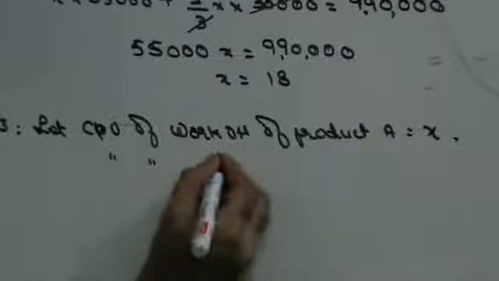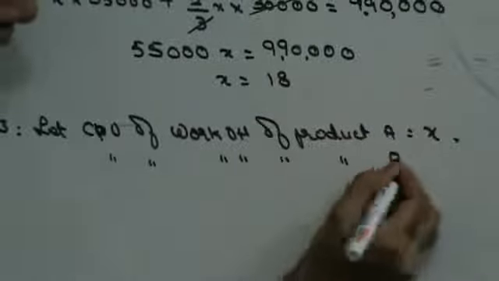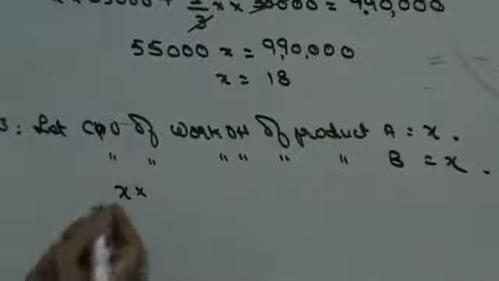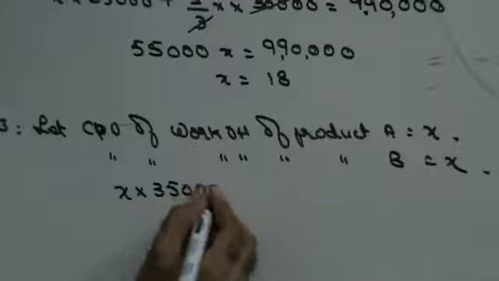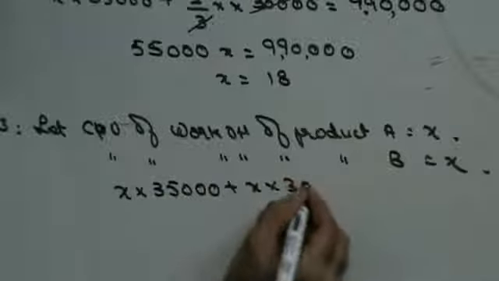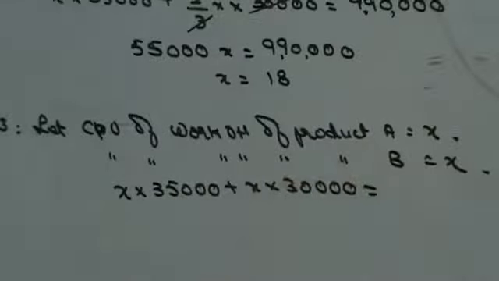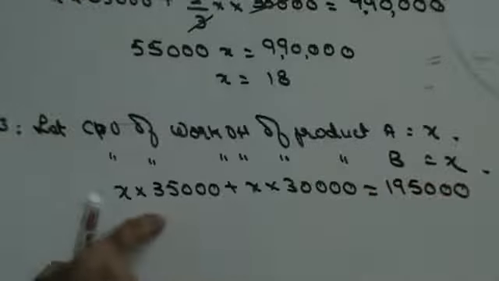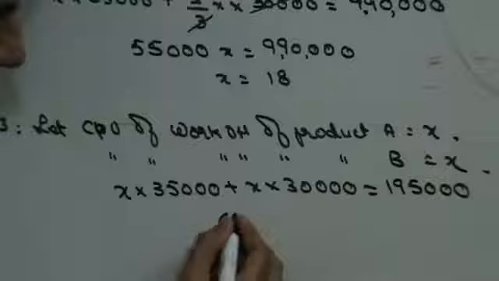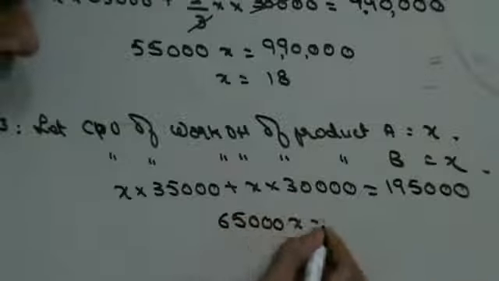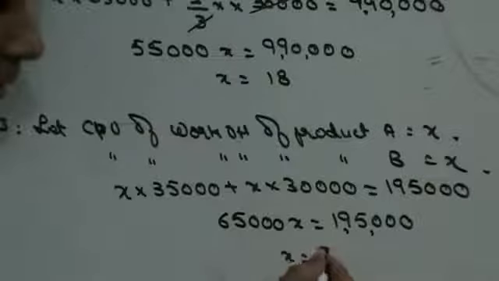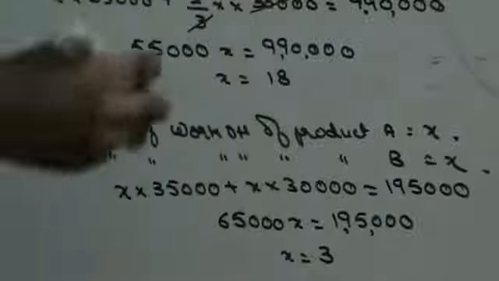Therefore, CPU of work overheads of product B will also be X. It is always CPU into units. X into 35,000 plus X into 30,000 is going to give you 1,95,000. 35,000x plus 30,000x, that's 65,000x is 1,95,000. So therefore x is going to be 3. Okay. So x is 3.